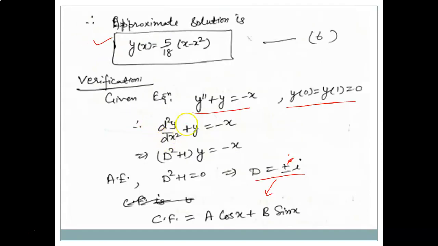Also, you have to find the particular integral. So how to find the particular integral in this case? This is the case when the equation is non-homogeneous, and the non-homogeneous part is a polynomial, minus x, you can write. So this is the polynomial.